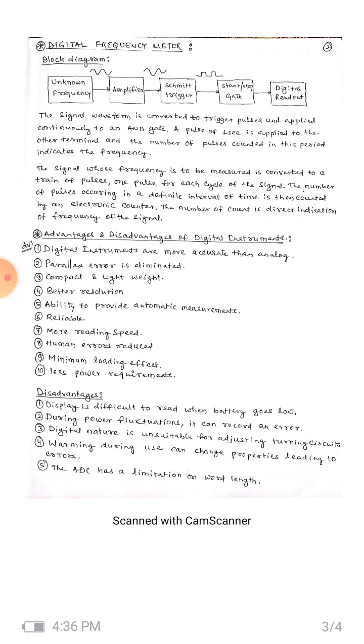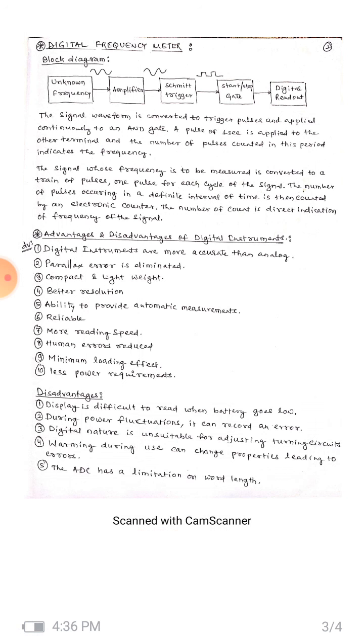Basically the frequency meter is an instrument that displays the frequency of a periodic electrical signal. The unknown signal or frequency is fed to the amplifier to amplify the signal, and the amplified unknown signal is fed to the Schmitt trigger. We know the function of the Schmitt trigger is to convert it into a square wave. So the output of the Schmitt trigger is a train of pulses, one pulse for each cycle of the signal.